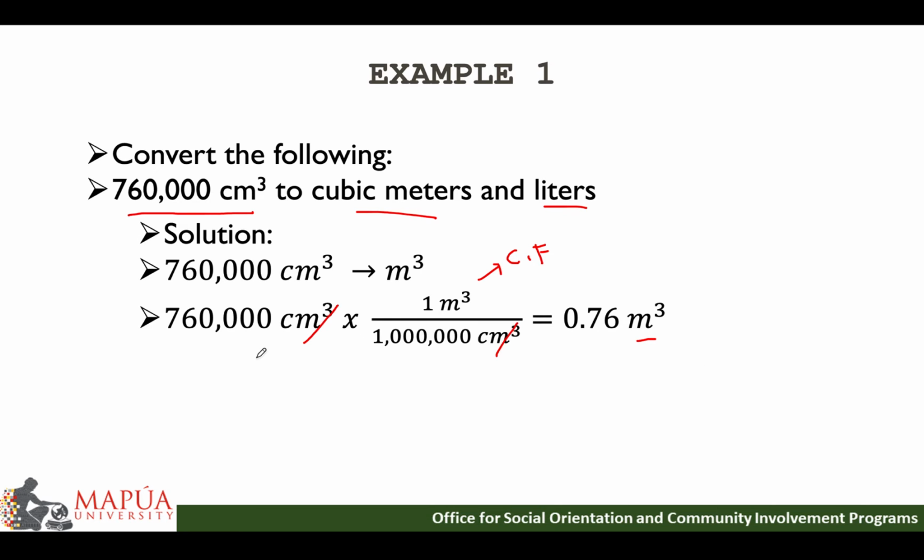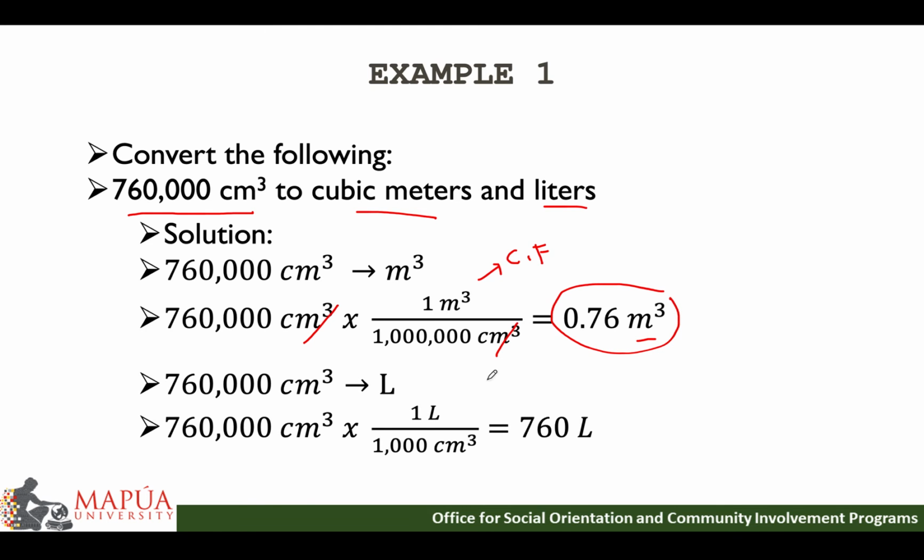So using your calculator, 760,000 over 1 million is equal to 0.76 cubic meters. And to liters, 760,000 cubic centimeters, our conversion factor should be, for every 1 liter, there are 1,000 cubic centimeters. So this has to be in the denominator, so this will just cancel out. So the final units will be in liters. So 760,000 over 1,000 using your calculator is 760.